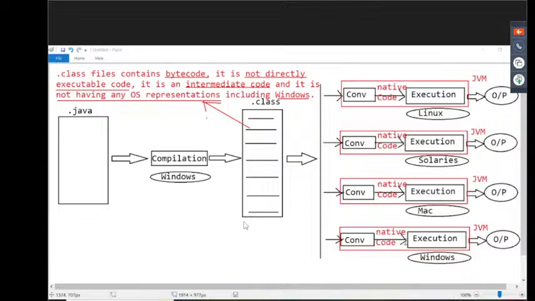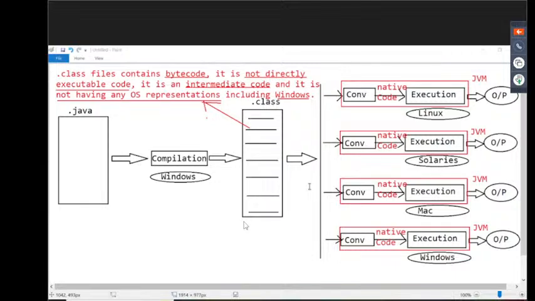Please remember one more point. I'm asking one question, try to answer it. How many times did we compile our program? Only one time we compiled our program. That's nice. But how many times did we execute our program? Four times we are executing our program. Am I right or not?